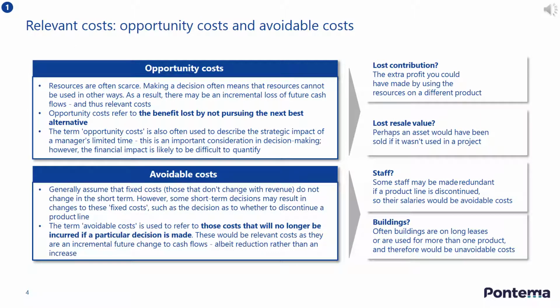There are two particular types of relevant costs in decision-making: opportunity costs and avoidable costs. When deciding, it often means you cannot use a resource in other ways. As a result, there may be an incremental loss of future cash flows, and thus relevant costs. For example, the extra profit you could have made by using a resource on a different product. This is called the opportunity cost, which is the benefit lost by not pursuing the next best alternative.